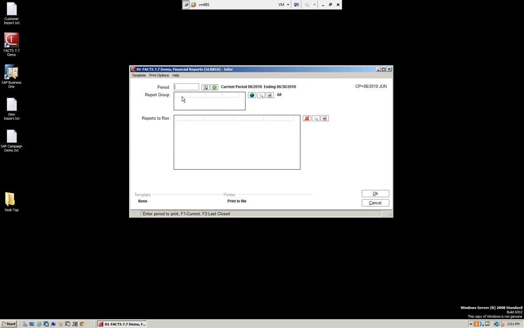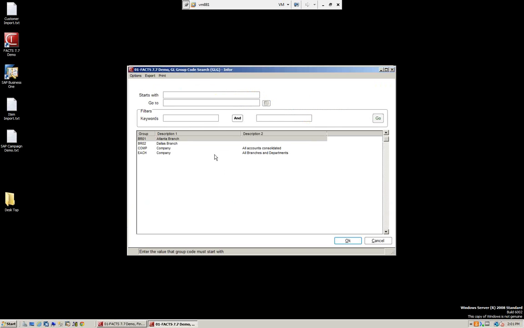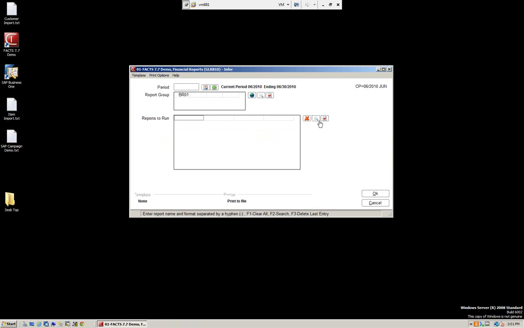So here we have report groups, and what these allow us to do is group different types of financials by branch or by department and so on. So let's take a look at what we've got set up, and we'll review these in detail when we get into the setup. You can see we have a group for the Atlanta branch, we have a group for the Dallas branch, we have a company where all the accounts are consolidated, and then we have a company detail, in which the branches and departments are broken down. So let's select the branch for Atlanta.